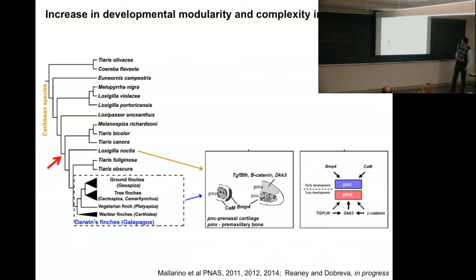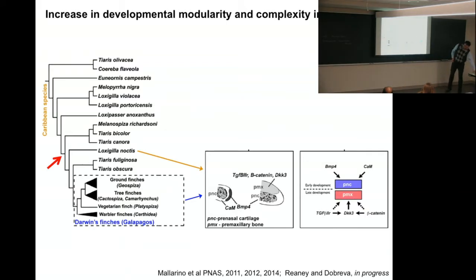And if you look at the program that controls beak morphology, we see, as I showed, that the early Darwin's finches are employing cartilage, controlling bone early on, and then you have bone. They have a set of genes controlling bone development. And that's exactly what we're detecting in some of the species in this sister clade, which is showing deep diversification in the Caribbean.